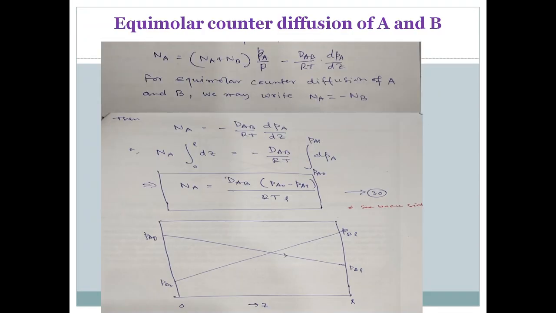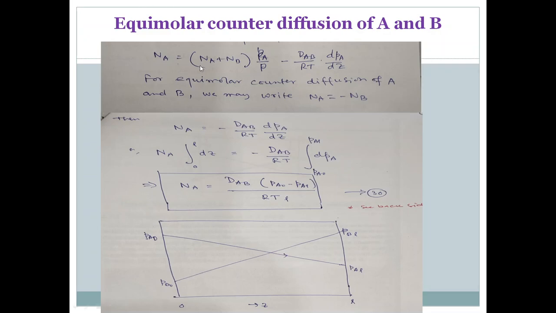Now second thing is equimolar counter diffusion. That means diffusion of A through non-diffusing B. So A is diffusing one way, B is diffusing just the opposite side. And here we have taken the example of burning of coal, where oxygen is coming towards the coal particle and carbon dioxide is going from the coal particle to the atmosphere. That is equimolar counter diffusion.